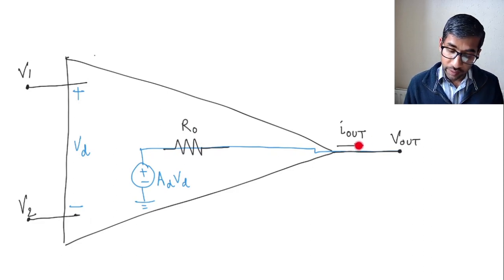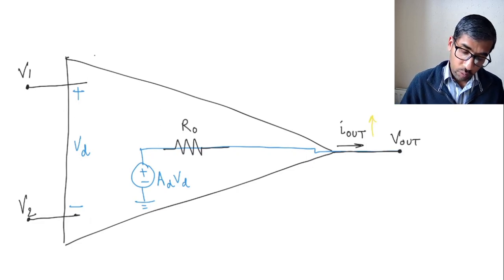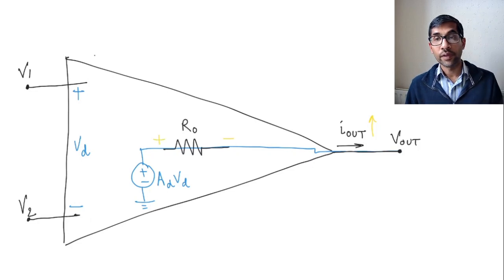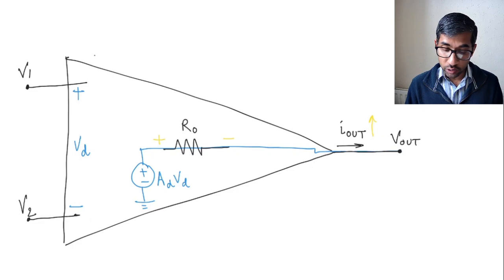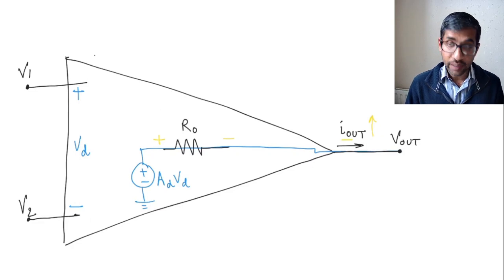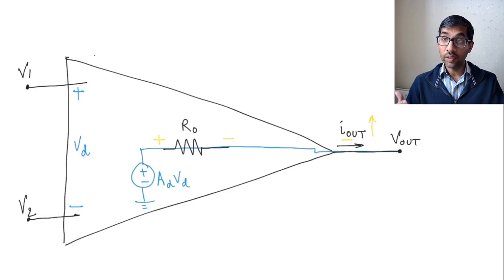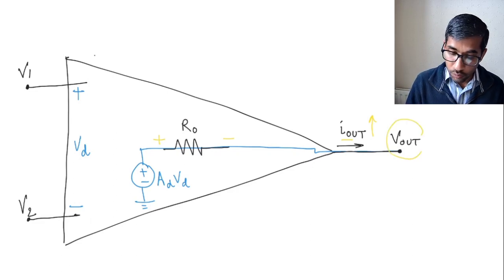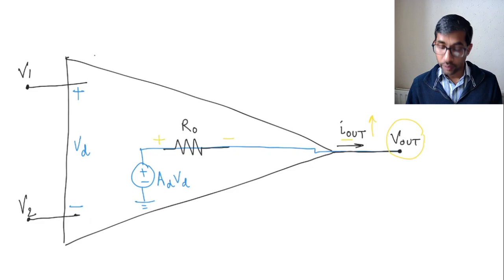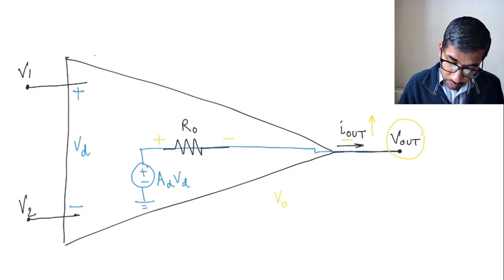As this current I out keeps increasing, becoming more and more, what happens to the voltage drop across this resistance? The voltage drop increases, right? Because the voltage drop is given by I out times RO, and that increases. What does that mean for the output voltage here? If you want to write the equation, V out is going to be AD times VD.